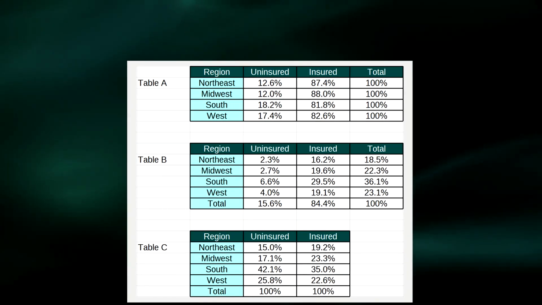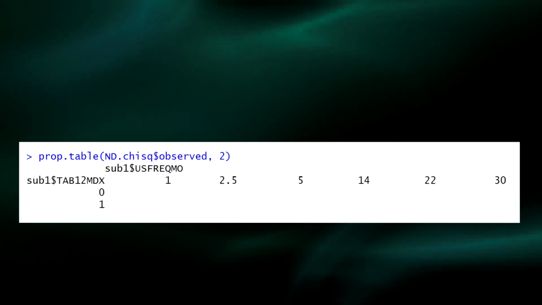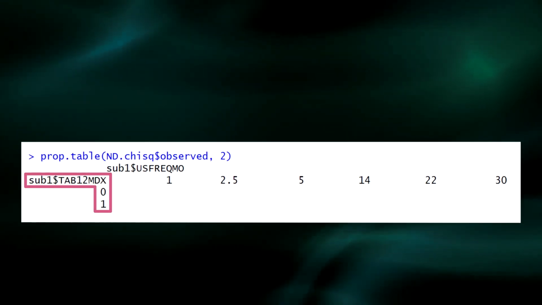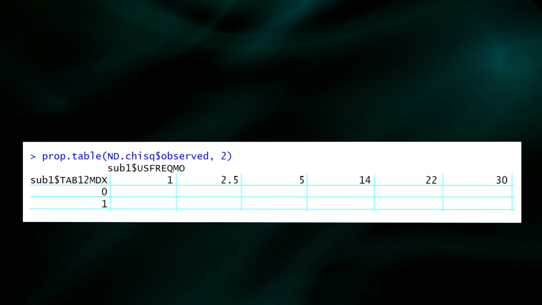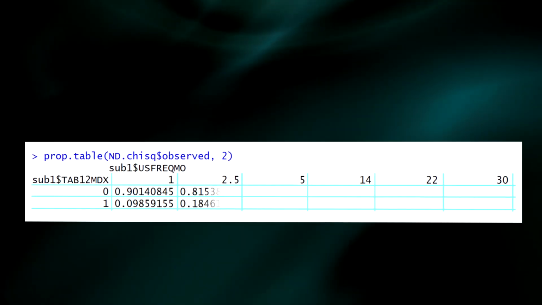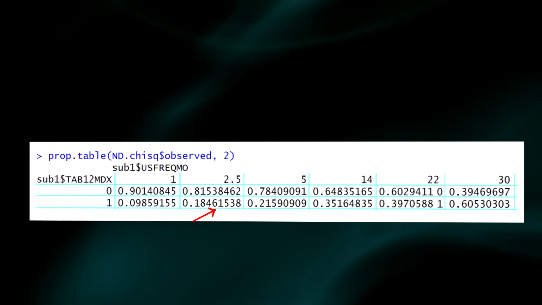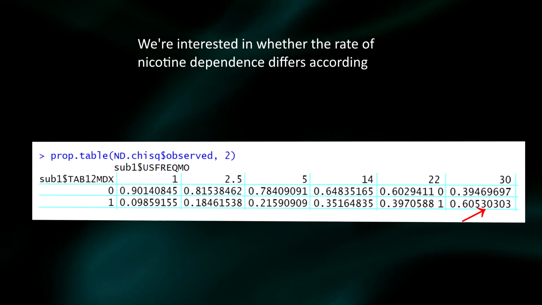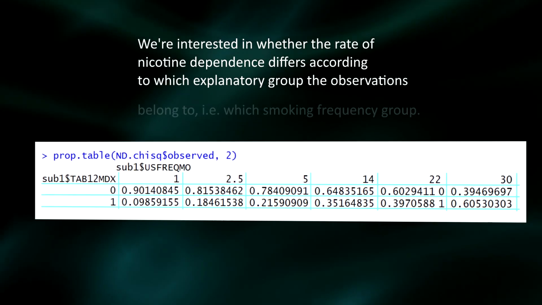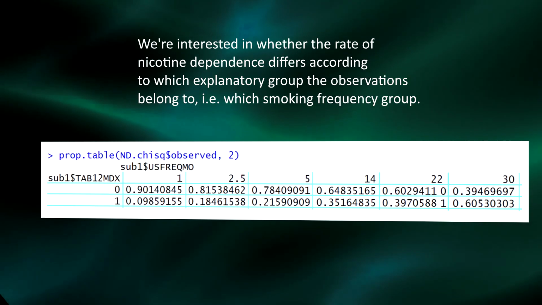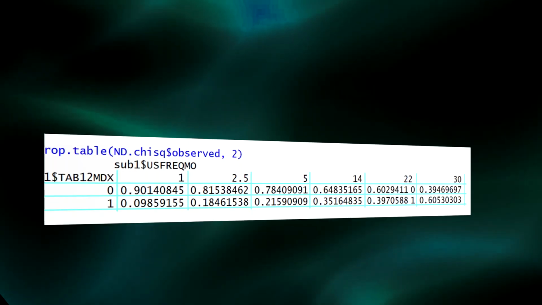If the output is set with the explanatory variable categories across the top of the table and response variable categories down the side, it will be the column percents that we want to interpret. In other words, we're interested in whether the rate of nicotine dependence differs according to which explanatory group the observations belong to, that is, which smoking frequency group.